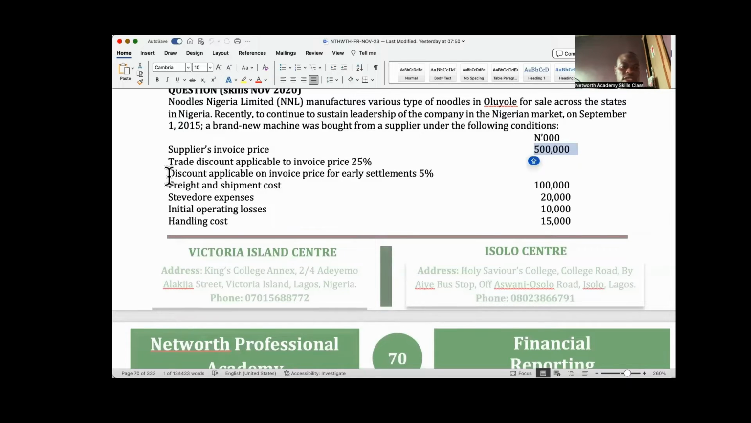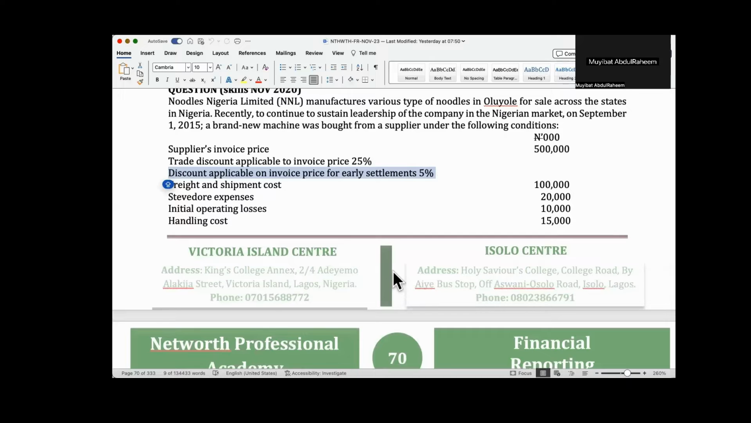Okay, the third one is discount applicable on invoice price for early settlement of 5%. I explained this one too last week. Early settlement discount. So they gave them early settlement discount too. So are we deducting this one? Are we deducting early settlement discount? No.